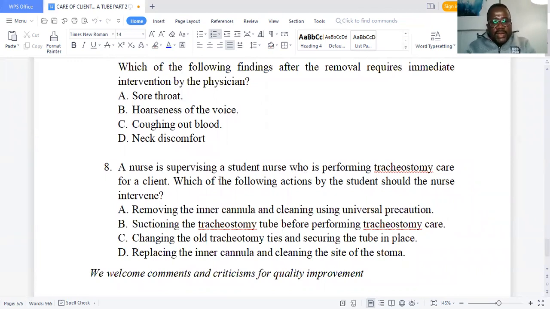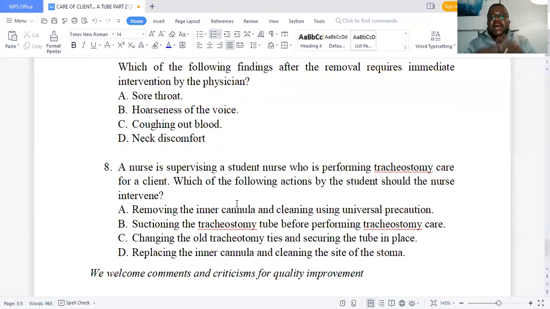A nurse is supervising a student nurse who is performing tracheostomy care for a client. Which of the following actions by the student should the nurse intervene? Yes, this is a question on delegation of responsibilities. You are the supervising nurse and you have some student nurses in your ward, and you have assigned a student nurse to go do tracheostomy care for one of the clients.